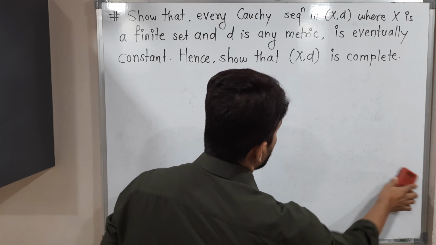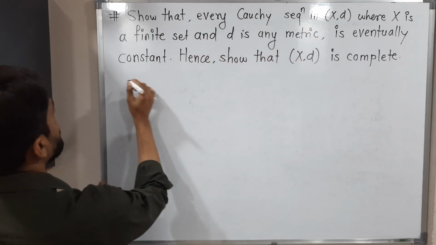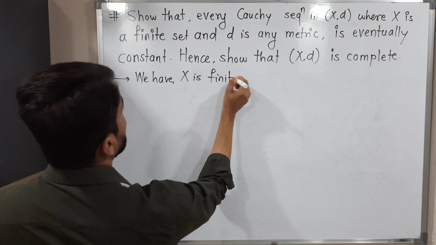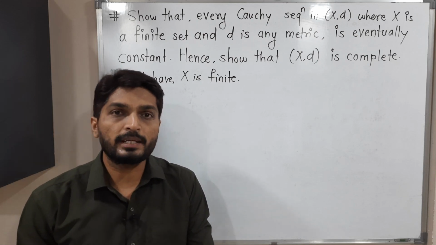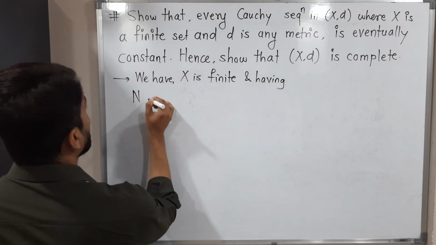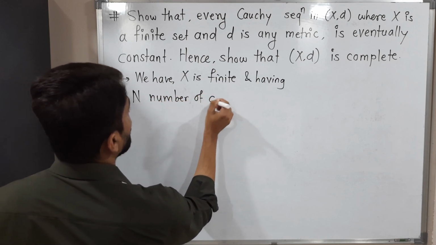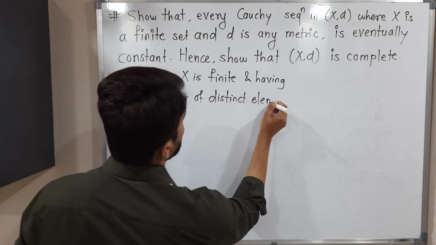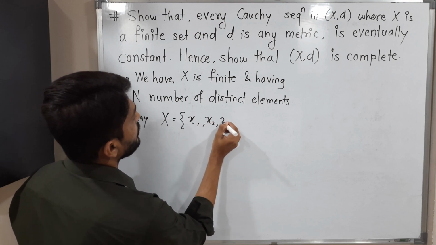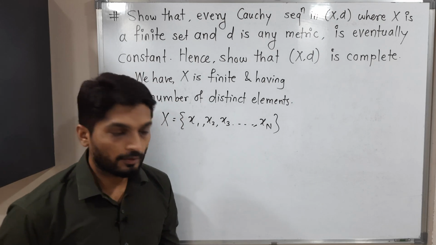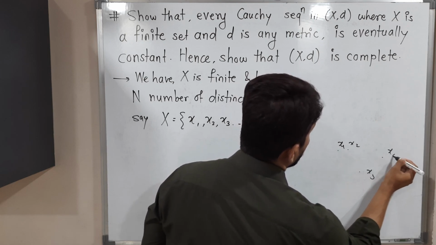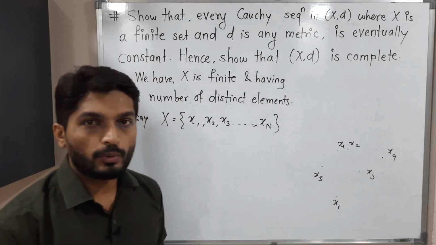What will I do? I will start with the given information. What is the information we have? X is a finite set, that means having a finite number of elements. We are assuming it has n number of distinct elements. So let us assume those elements are x1, x2, x3 and so on. The last element is xn, right? Let me draw the diagram so we can easily understand. Suppose this is x1, this is x2, this is x3, x4, x5, x6, like that. So having n number of elements.